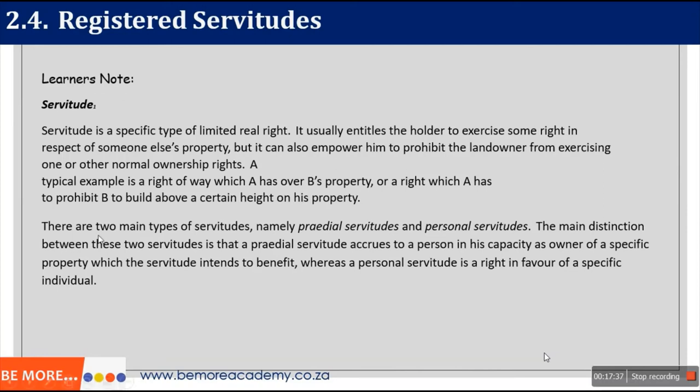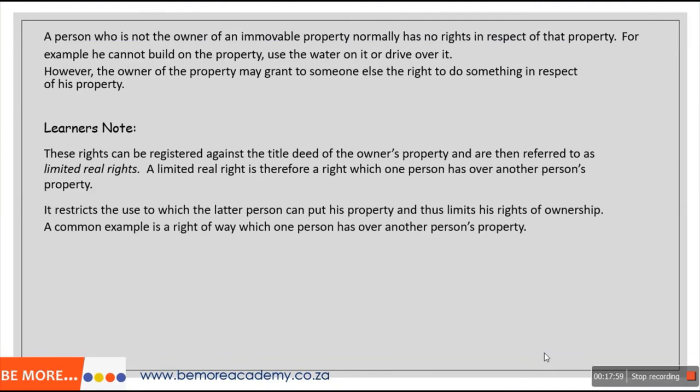So those specific rights, in our current situation in the residential areas, are normally services, either electrical, sewer or water. On farms, it can also be a right of way. A person who is not the owner of any immovable property normally has no rights in respect of the property. For example, he cannot build on the property, use the water on it, or drive over it. However, the owner of property may grant to someone else the right to do something in respect of his property.